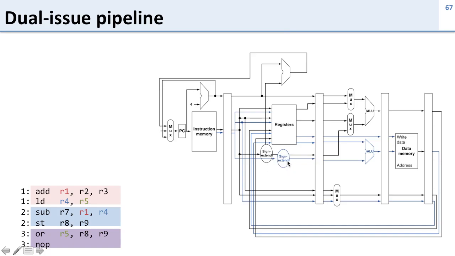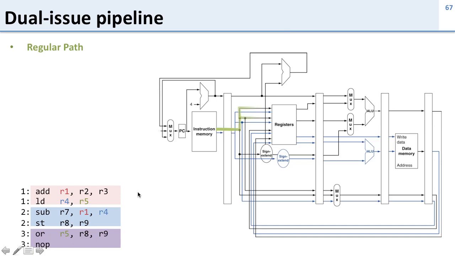We put in a second sign extender because we may need 1 for the ALU operation and 1 for the memory operation. We've got a whole bunch more memory ports to the register file so that we can support reading and writing more registers. We've now got 4 outputs from our register file instead of 2. We've got a second ALU for doing the address calculation. And if you look over here at instruction memory, we're now fetching 2 instructions every cycle.